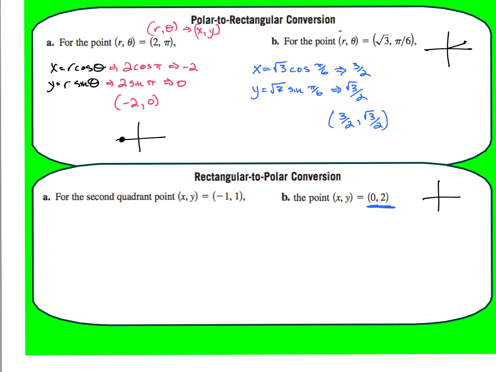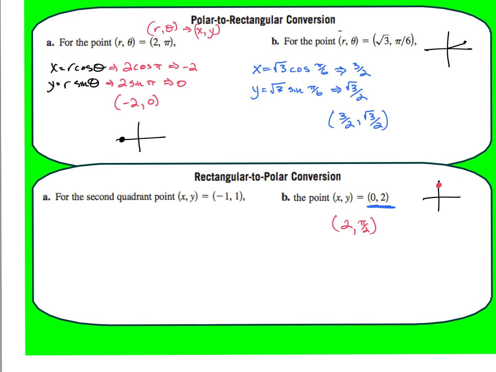I want to show you that you can do this one without doing any math at all. If I just go up 2, what would be my polar pair if I just went up 2? What would be my theta? Pi over 2. And what would be my radius? 2. I'm done. There's my polar pair.